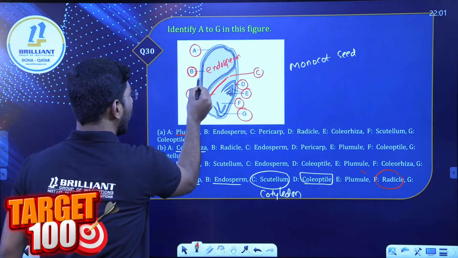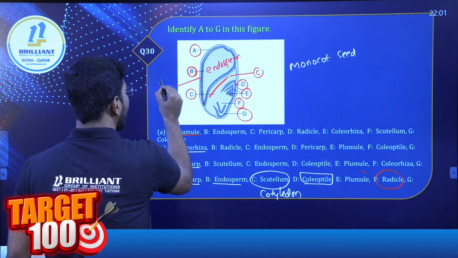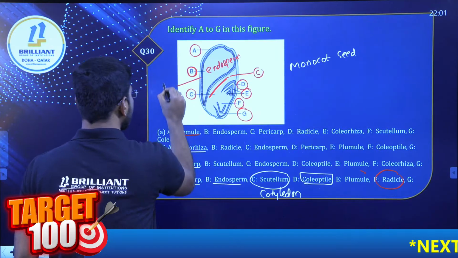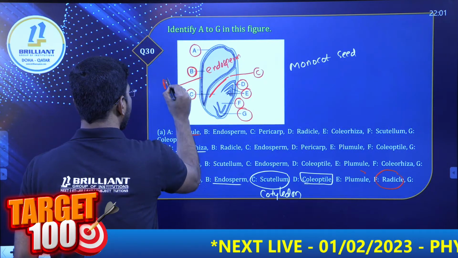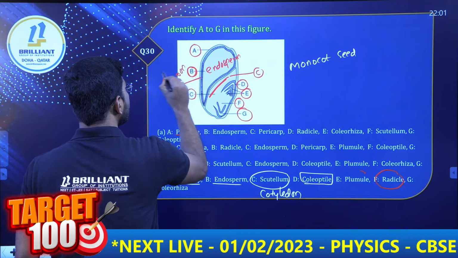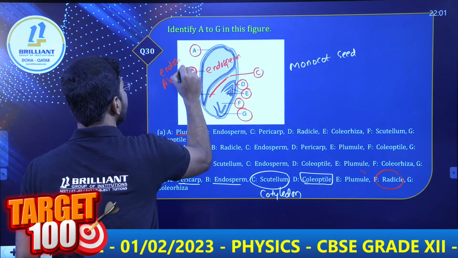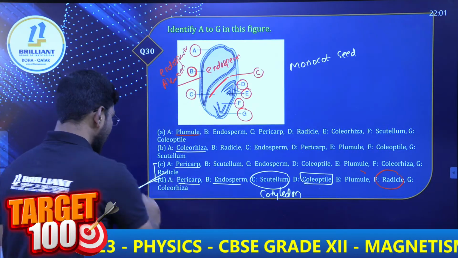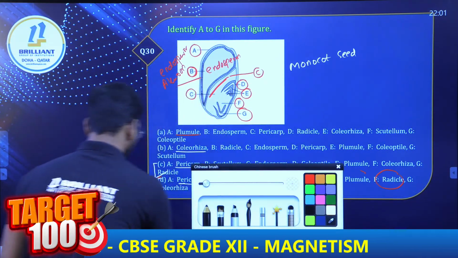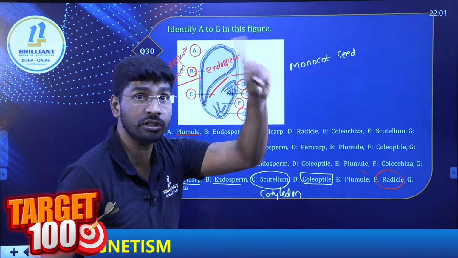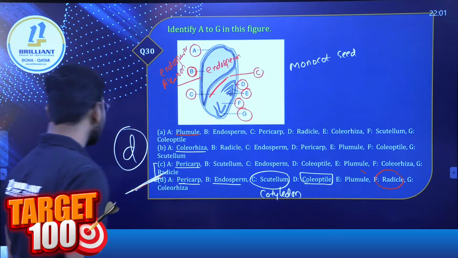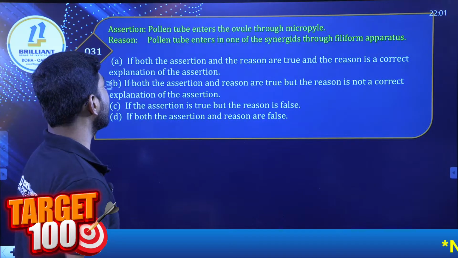And this is aleurone. This one is the aleurone membrane. This aleurone membrane, we just discussed, right? Aleurone is what? It is endosperm. Right? The answer is, I can write, option D. Diagrammatic questions will come. Remember. Next question. Assertion and reason.